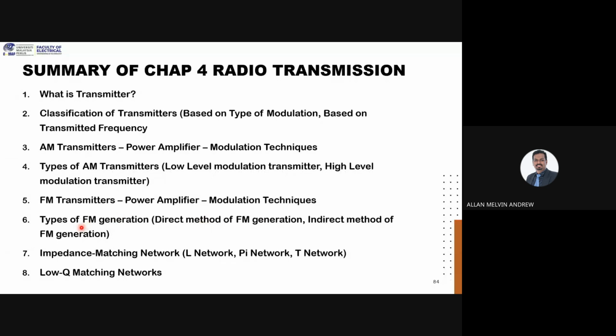Then yesterday we saw the impedance matching networks. We saw the L network yesterday. Today we have seen the pi network and also the T network, together with the low quality matching network. So all these we have covered. If you don't understand, then try to listen back to the lecture, and if you still have questions, you can always come back to me. Okay, any questions so far?